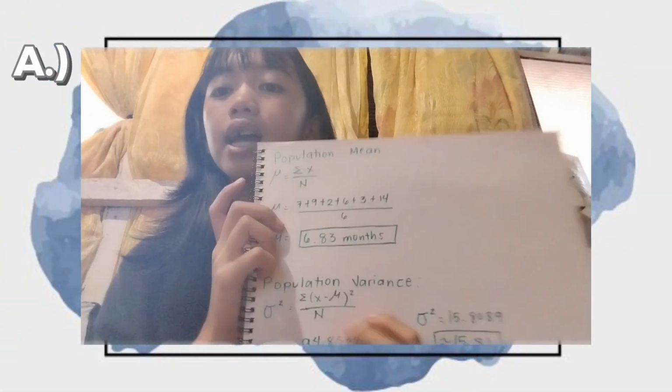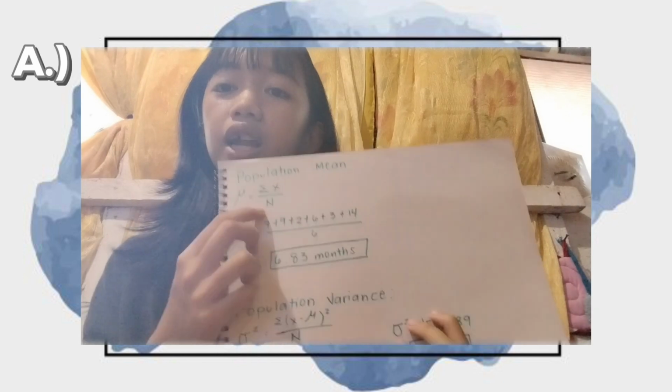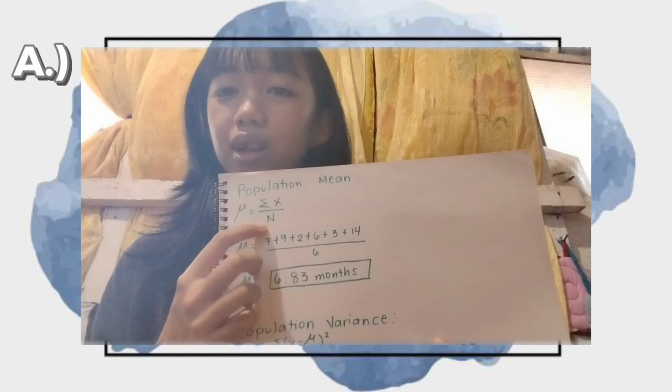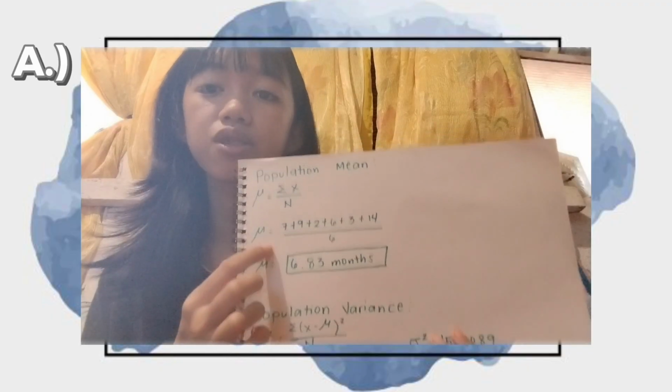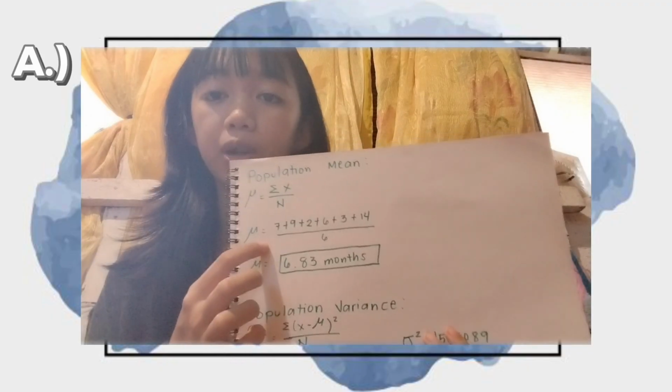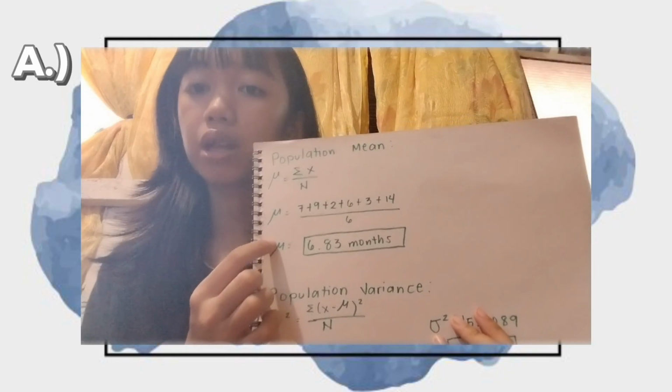The population mean, use this formula. Mean is equal to the sum of all courses over the number of individuals. Mean is equal to 7 plus 9 plus 2 plus 6 plus 3 plus 14 over 6. The mean is 6.83 months.